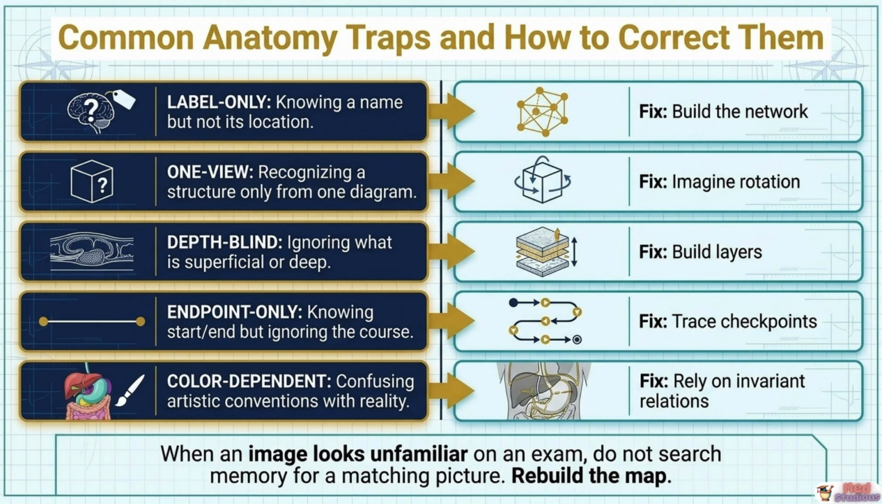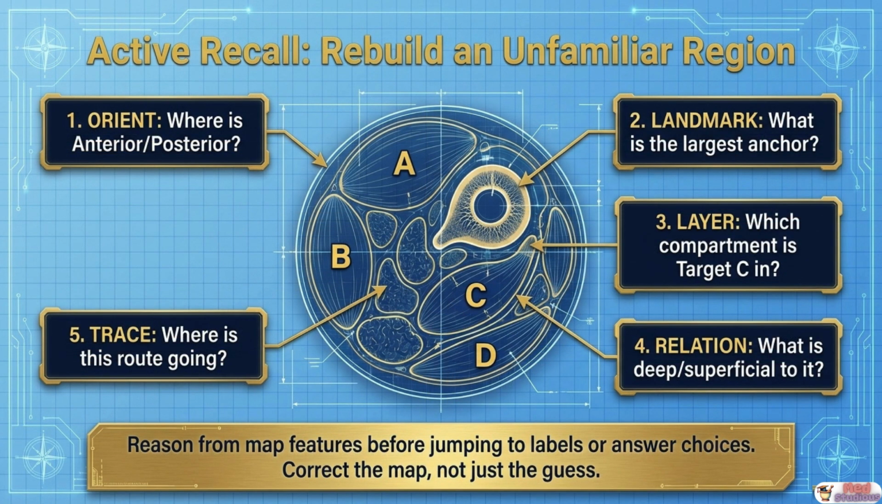The correction is not to memorize more pictures. Return to orbit. Orient the view, recognize landmarks, build the neighborhood, imagine the three-dimensional shape, and trace continuity. That sequence converts an unfamiliar image into a solvable spatial problem. Now, pause the video and use orbit on this simplified, unlabeled region. Do not guess the marked structure yet.